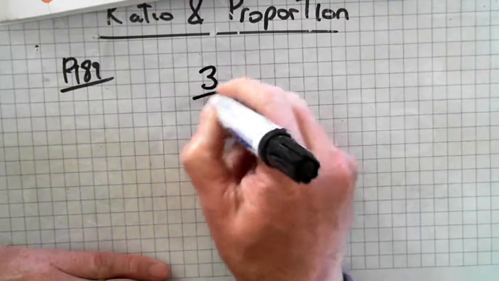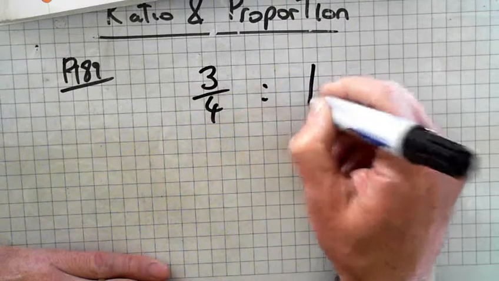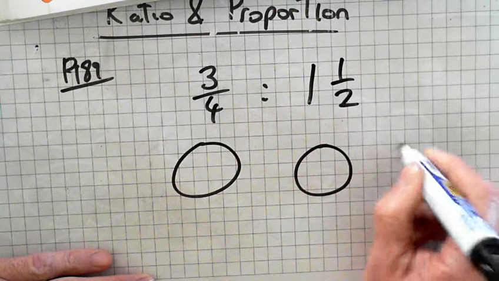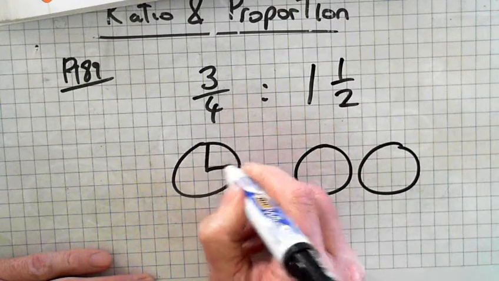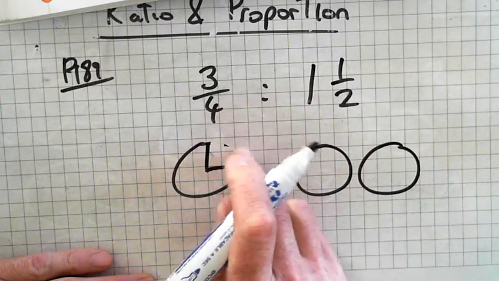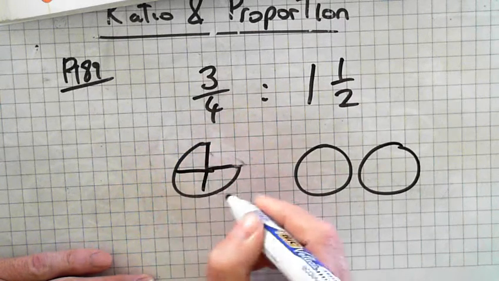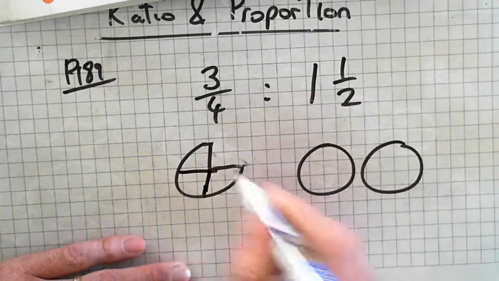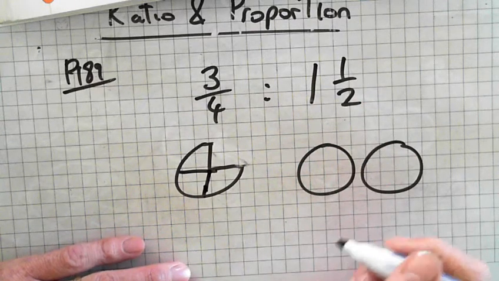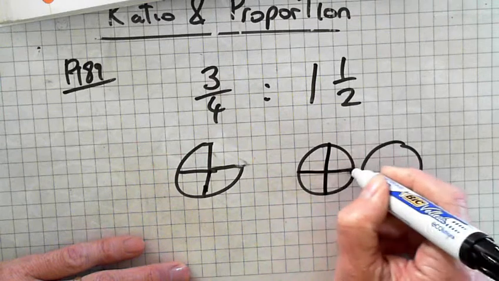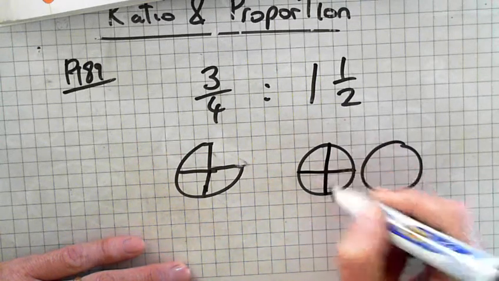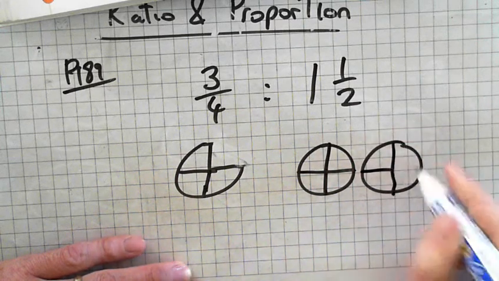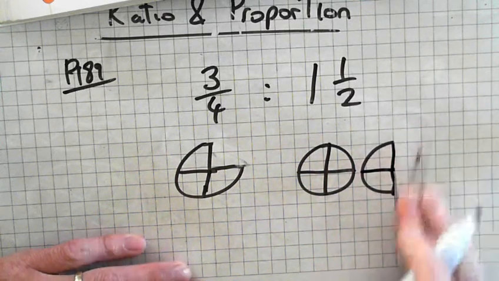Another one that looks hard. 3 over 4 and 1 1/2. Draw a full circle first. Well, that's a quarter, so the rest of it must be 3 quarters, isn't it? A quarter is the smallest piece, isn't it? So 1 is 4 quarters, isn't it? And a half is 2 quarters.